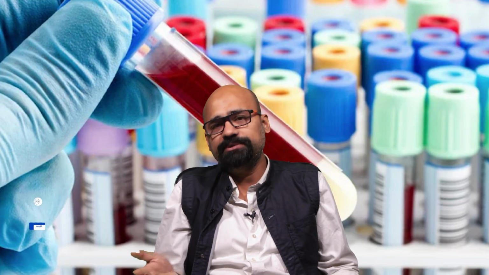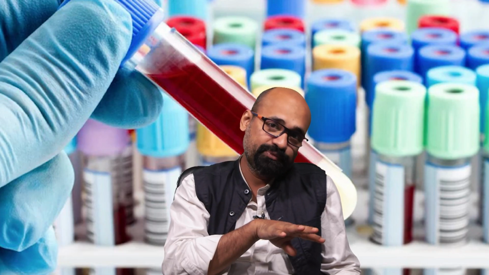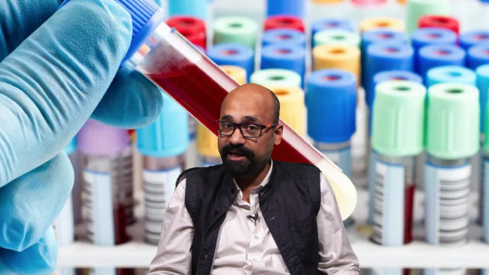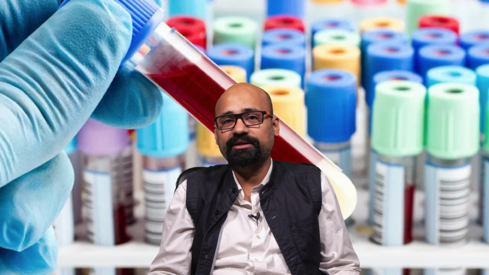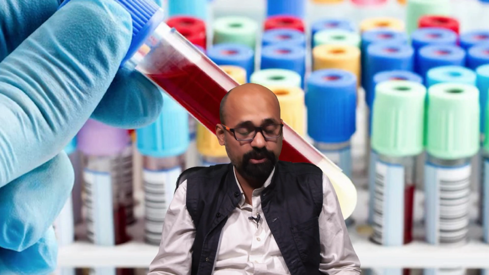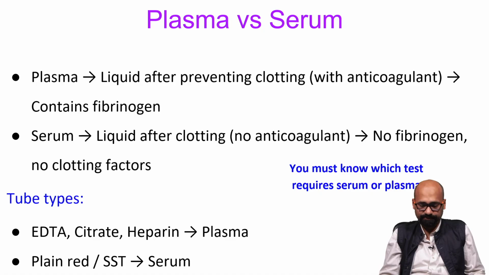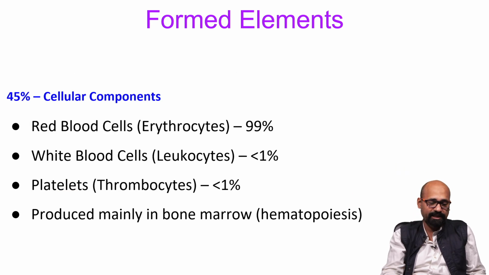So the tube types are based on this as well, whether it has a clot activator or an anticoagulant like EDTA, citrate, or heparin, which all prevent the clotting. So you will get plasma. In order to get serum, you need a plain red or SST tube. You must know which test requires serum and which test requires plasma, right? That knowledge will help you to choose your vials correctly.